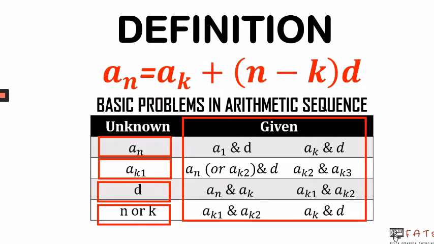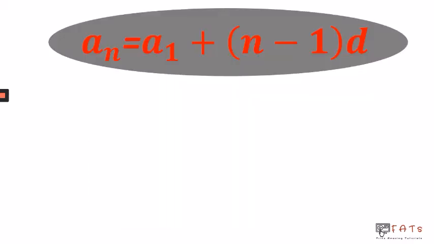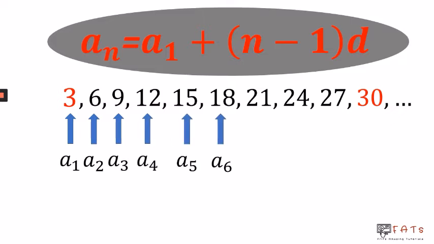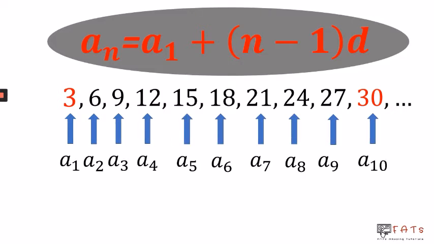The common formula for the arithmetic sequence is a sub n equals a sub 1 plus n minus 1 times d. Let us have some examples of arithmetic sequence where the first term is 3 and the common difference is 3. So its first 10 terms are 3, 6, 9, 12, 15, up to 30. Where 3 is called a sub 1, 6 is called a sub 2, and so on. In this case, 30 is our a sub 10.